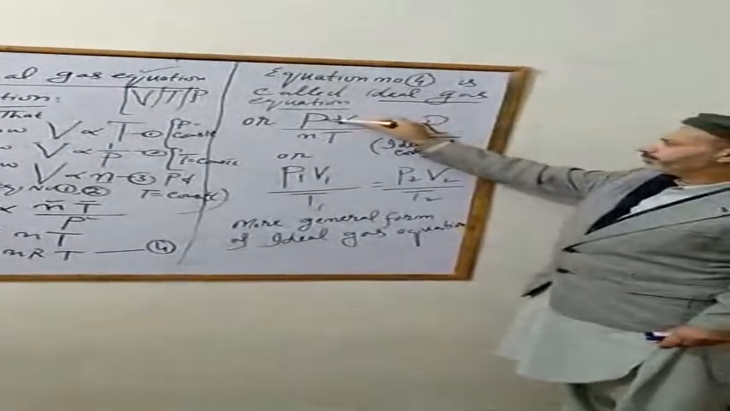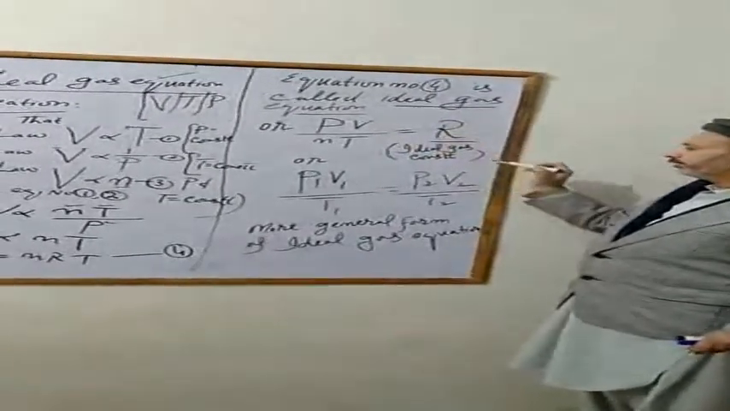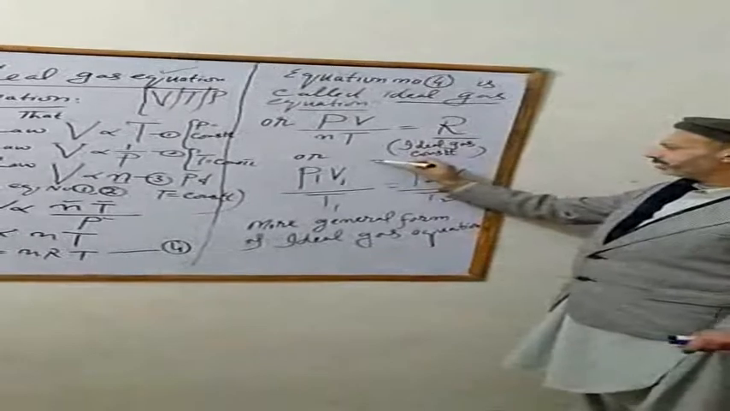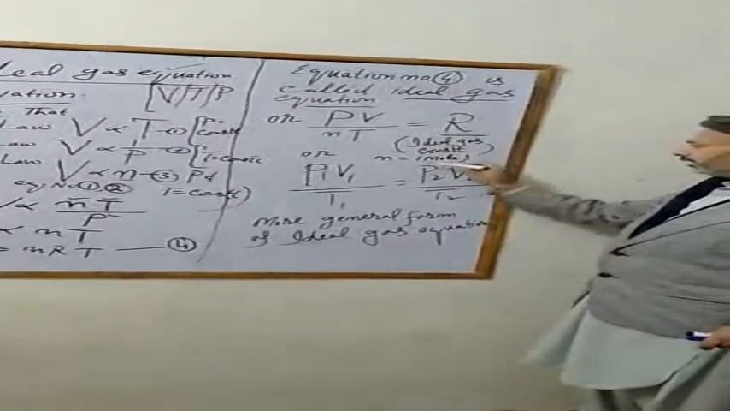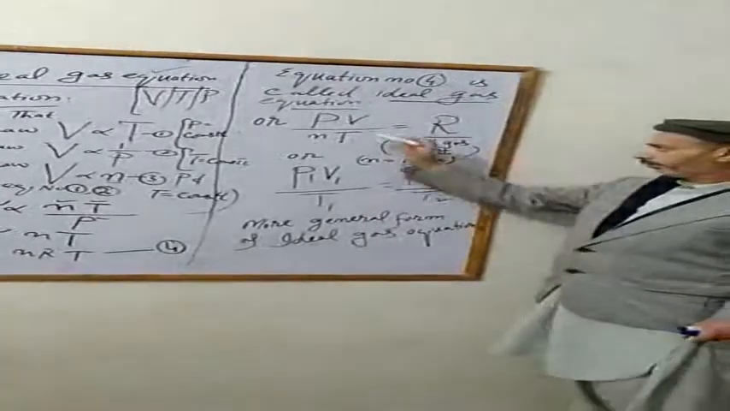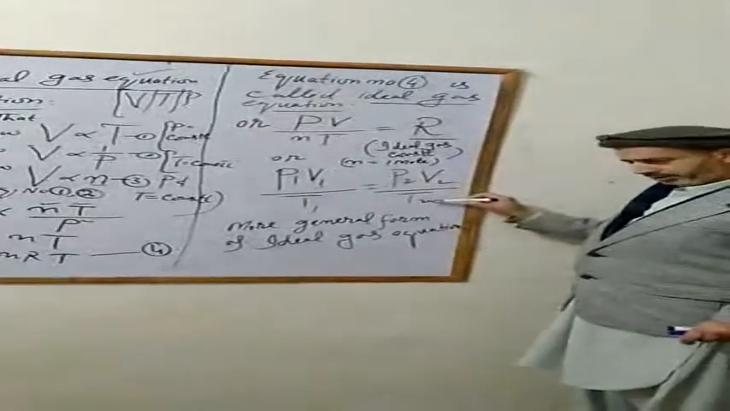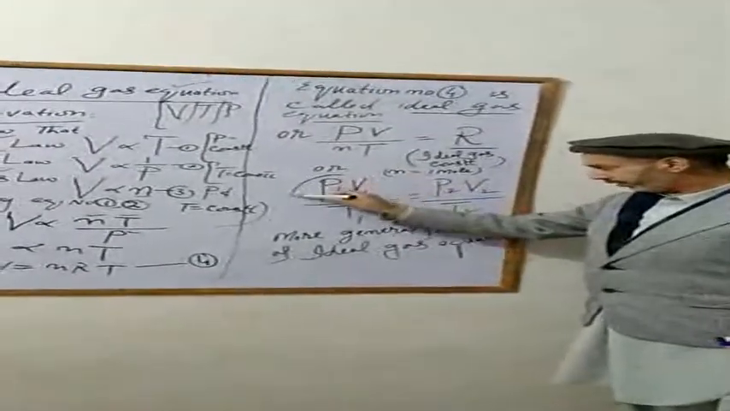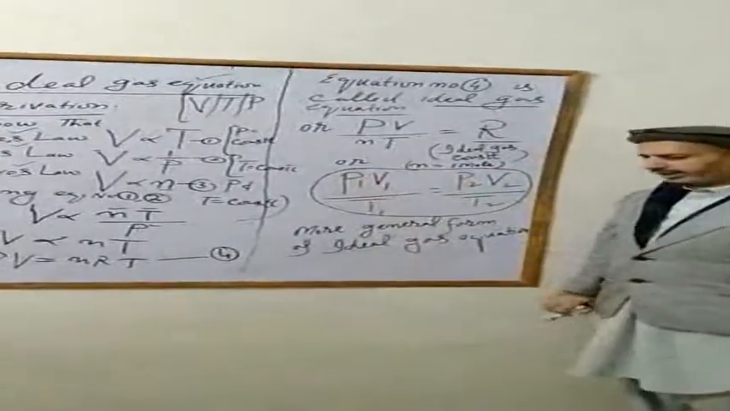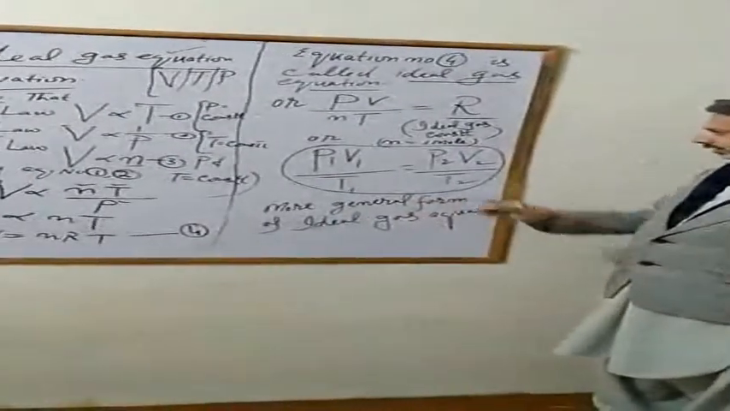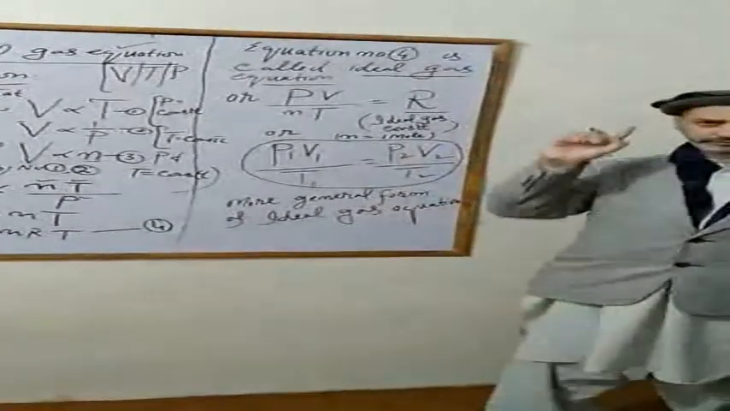So if we change the pressure from P1 to P2, volume from V1 to V2, and temperature from T1 to T2, for 1 mole of a gas, let me say n is equal to 1 mole, because under standard condition n must be taken as 1 mole. So P1V1 divided by T1 is equal to P2V2 divided by T2. This equation is the more general form of the ideal gas equation, right? So this is what we call the general gas equation.